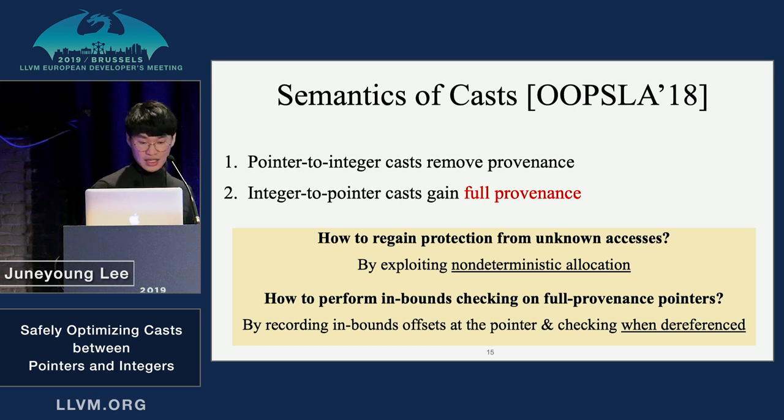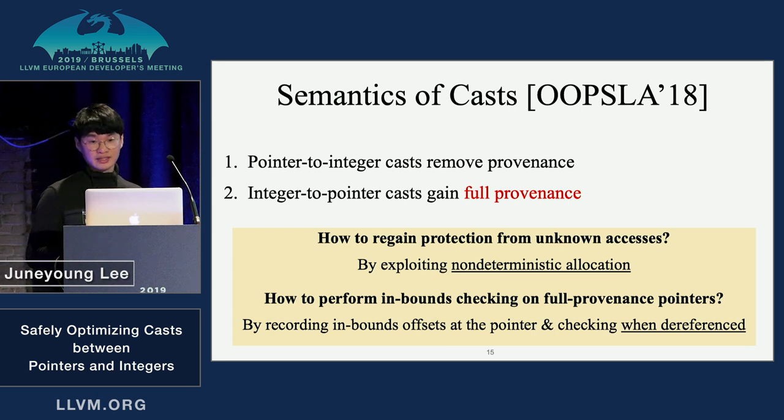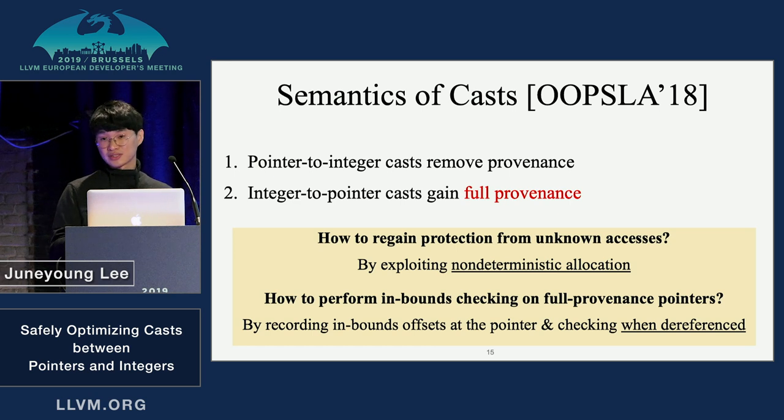Second, how can you perform inbounds checking? In other words, the getelementptr inbounds operation on full provenance pointers. Our solution is that we record inbounds offsets at the full provenance pointer, and when the pointer is dereferenced, we check whether the history of the inbounds offsets all fit into a single object. In this way, we can support inbounds checking again.